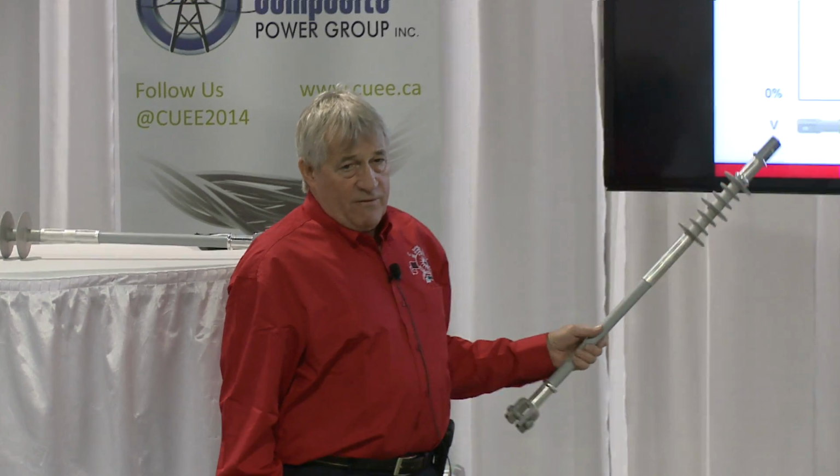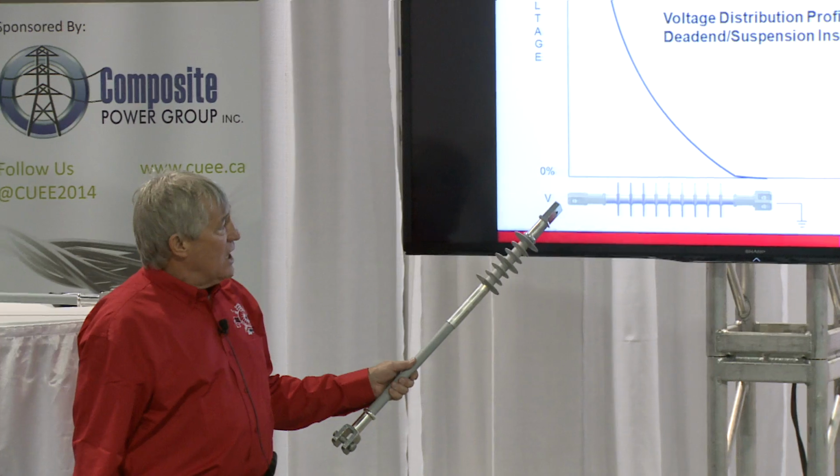All of our guy strains, and you can just pass that one around, all of our guy strain insulators have a silicone rubber coating. So you can see when you look at the profile. So we've had interest in this subject for many, many years.